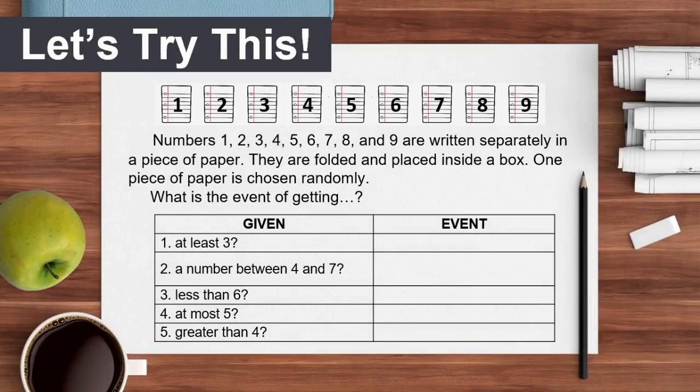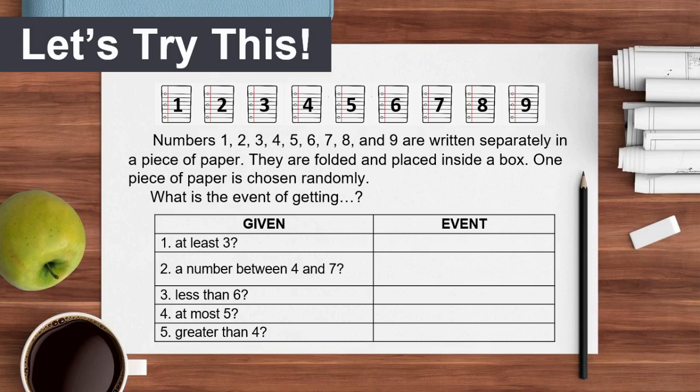So here, this is exactly what you're going to do in your learning task. I will not show you the answer in this video because I would like you to try to answer that learning task, but I will just explain the problem. So the given is this. We have numbers 1, 2, 3, 4, 5, 6, 7, 8, and 9 that are written separately on pieces of paper, just like here in the illustration. Then they are folded and placed inside the box. And then we're going to get one piece of paper randomly.